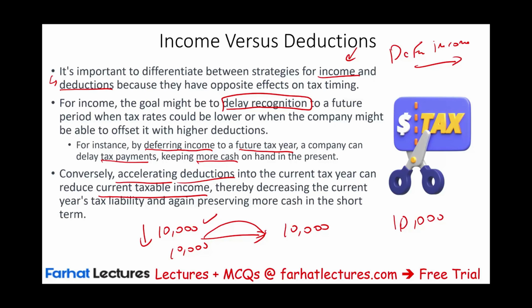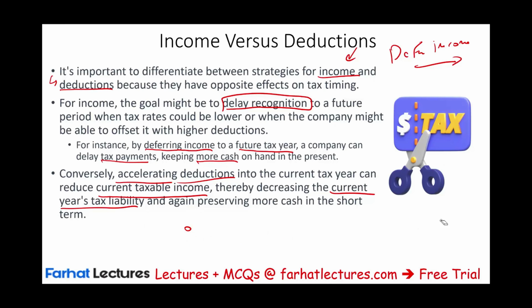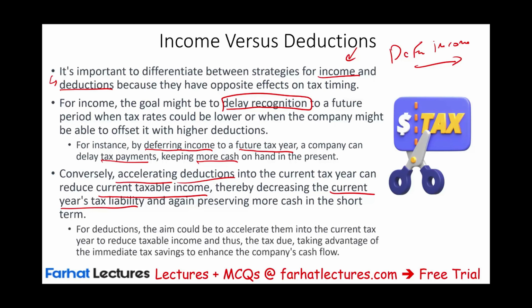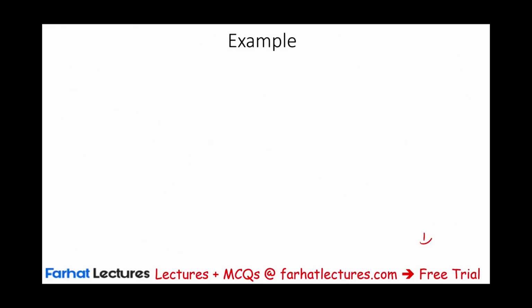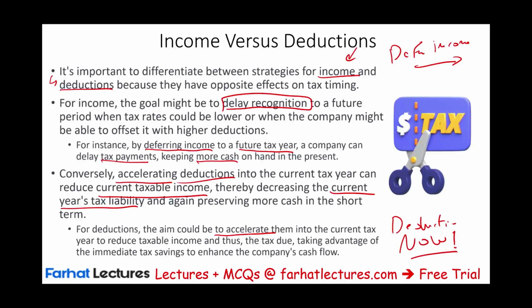Now you're going to see how we do the computation. But the point is, if you can take the deduction today, you will take the deduction today. You want to decrease your current tax liability, and again, to preserve more cash in the short term, because cash is worth more now than it is in the future, the same amount of money. So for deduction, aim to do what? To accelerate the deductions in the current period. So when it comes to deduction, the answer is take it now. The deduction is now because it's worth more now. Take advantage of the immediate tax saving to enhance the company's cash flow.